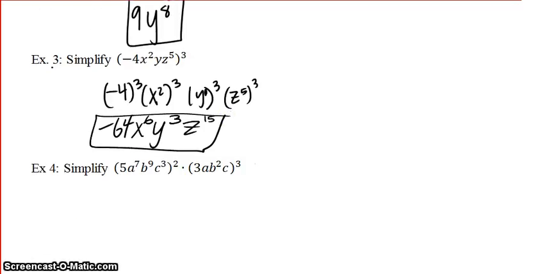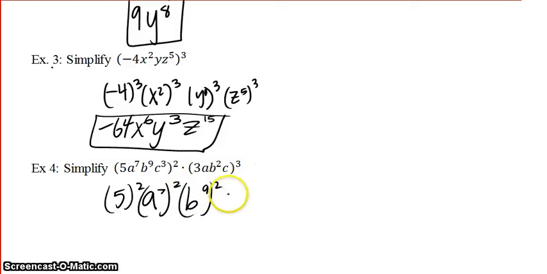All right, this one. Now, we have this multiply. We need to do exponents. In order of operations, we have to do parentheses and exponents before we multiply. So I'm going to basically do the power of a product for both of these separately, and then I'm going to do the product of a power, which is multiplying them together. So you got to be careful. So I'm going to say 5 squared, and then it's going to be a to the 7th squared. It's going to be b to the 9th squared, and it's going to be c to the 3rd squared.